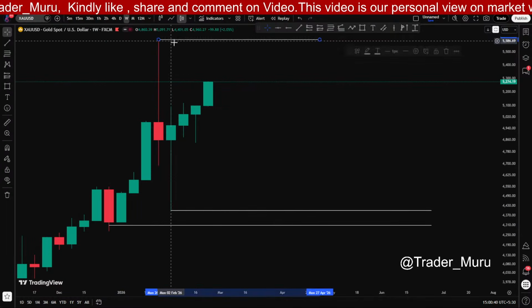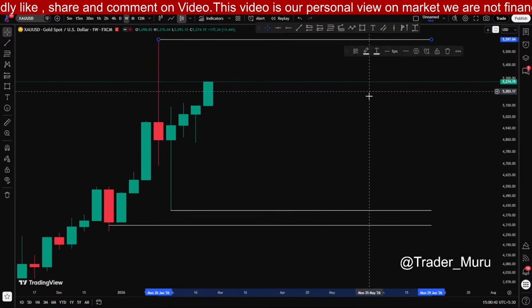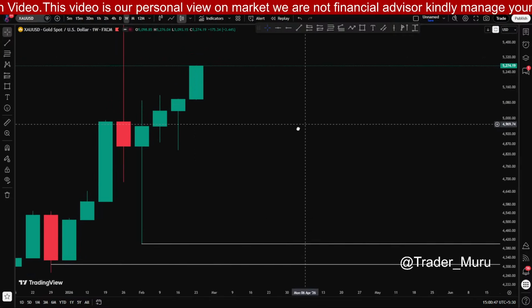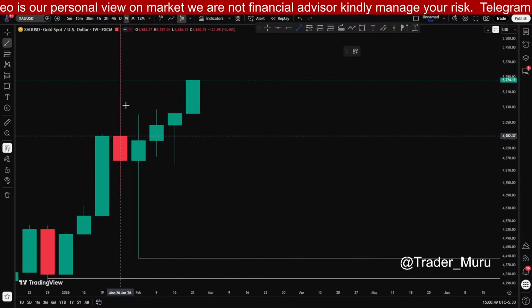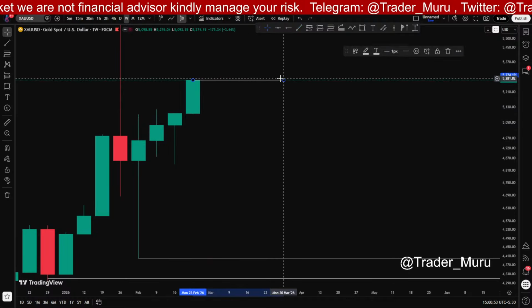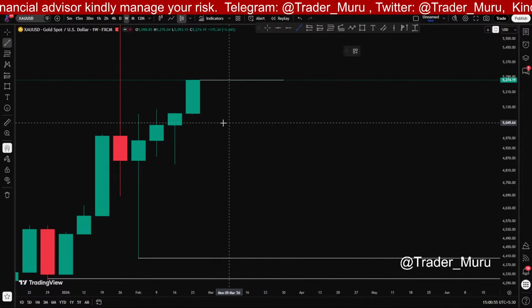Now let's see what we have here. In weekly time frame, our last bullish candle, which have the highest closing, is this one. So it's high and it's low.